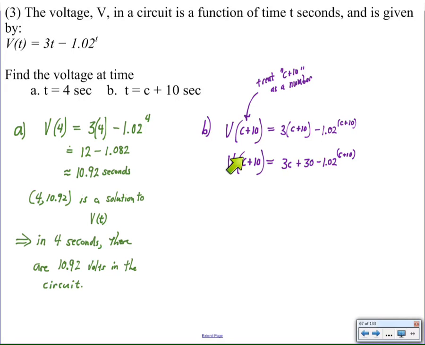Now, why do we ever have to do that? We'll get to that later. But right now, just get comfortable with the way that the notation works. That's the whole purpose of these exercises.